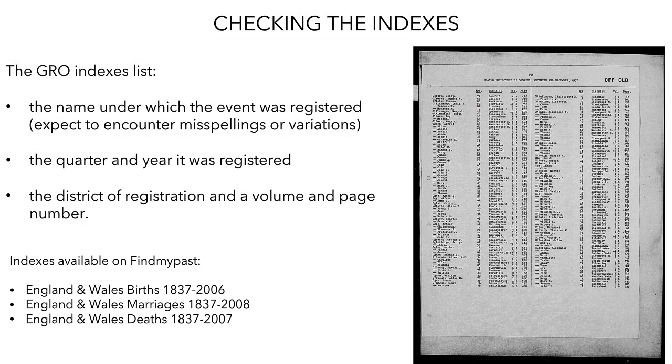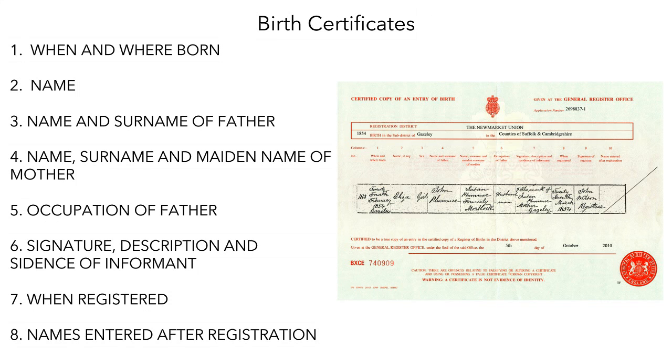So this is what the indexes themselves actually list. As you can see here, they don't contain tons of information. They list the name under which the event was registered. Again, expect to encounter misspellings or variations. The quarter and the year it was registered, so you won't find out exactly when your ancestor was born, just the year and roughly when. And also the district of registration and the volume and page number that your ancestor's name appeared on. All this is essential information for when you are sending off for the certificates, so make sure you make a note of it.